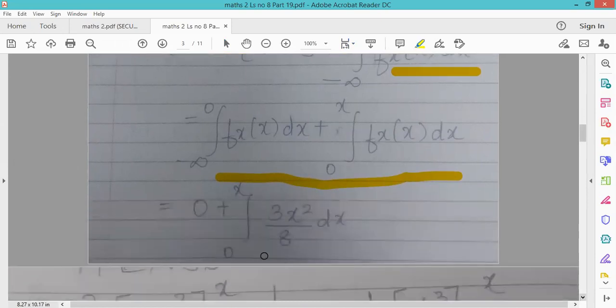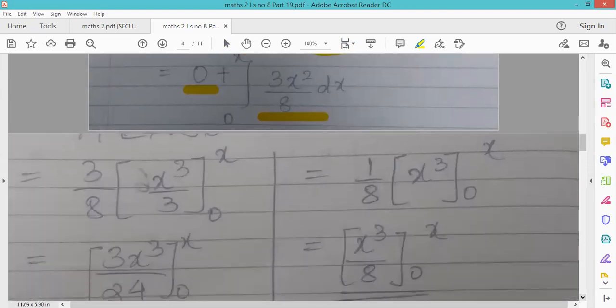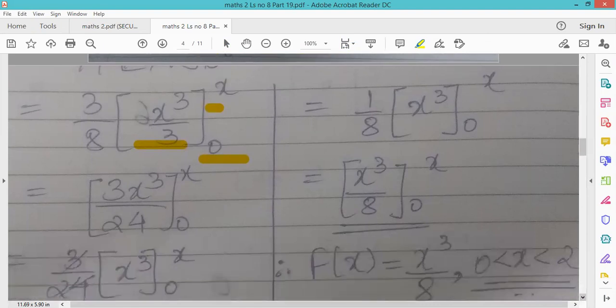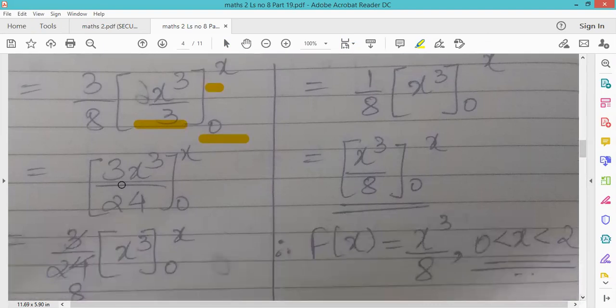So minus infinity to 0 always gives 0, plus integration 0 to x, substituting the function, which is 3x square by 8 dx. Now 3 upon 8 is constant, so I'll take it outside, and integration of x square is nothing but x cube upon 3. Once the integration is done, I transfer the limits 0 to x. On multiplying, I get 3x cube upon 24, 0 to x, which is nothing but 3 ones are 3, 8 threes are 24. So x cube upon 8, 0 to x.